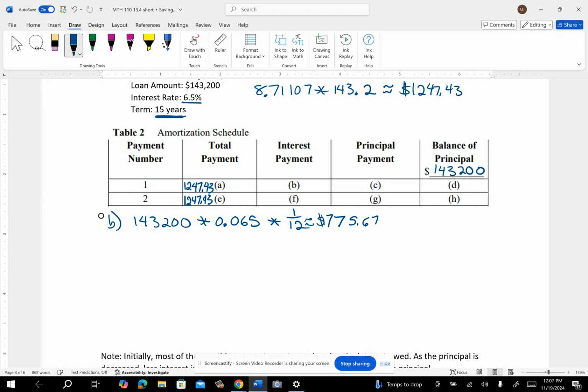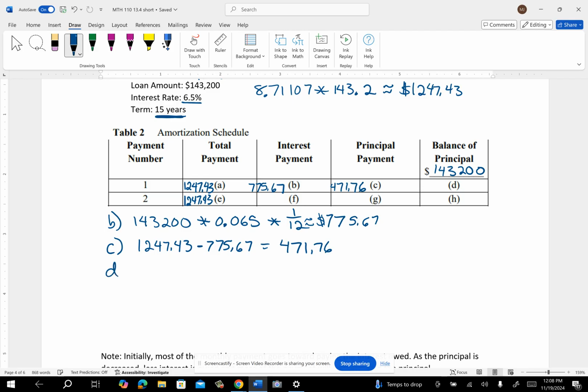Okay, so what happens is the bank first takes that $775.67 and they pay themselves. That's the amount of that monthly payment that is used to pay off the interest that you owe them. Well, if that's going towards the interest, then to get how much goes towards the principal, you would take that monthly payment you made and subtract the $775.67. And when you do that, that remaining $471.76, that is what they apply. That is what goes towards paying off the principal amount.